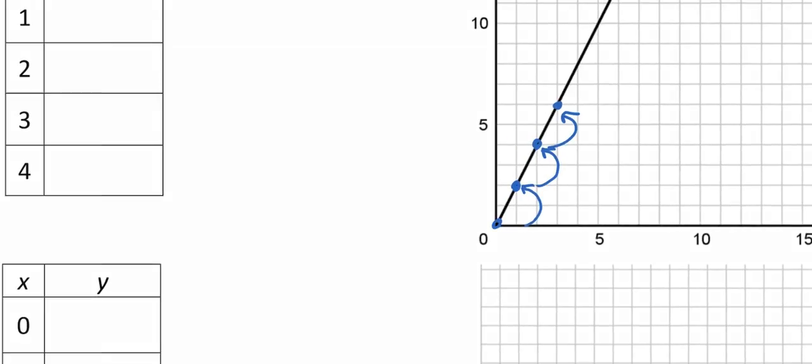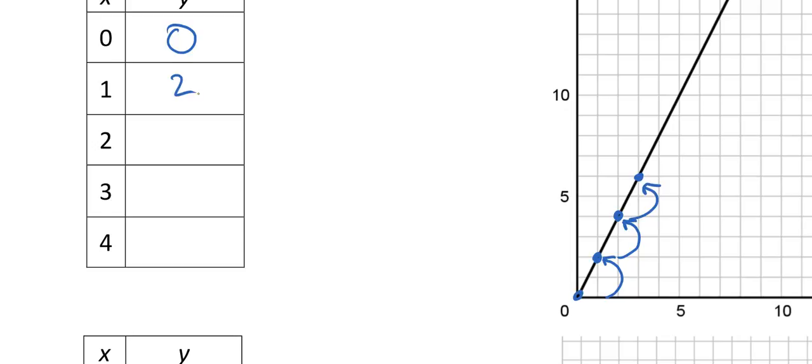So I start at 0. After I go over 1, I've gone up to 2. When I go over to 2, I've gone up to 4. When I go over to 3, I've gone up to 6. When I go over to 4, I'm at 8. Look, here's 4. Here's 8. So for 4, I'm at 8. And I can see the change happening here as well. Plus 2, plus 2, plus 2, plus 2.